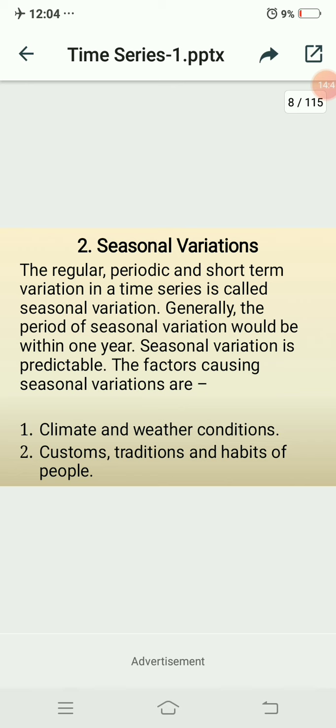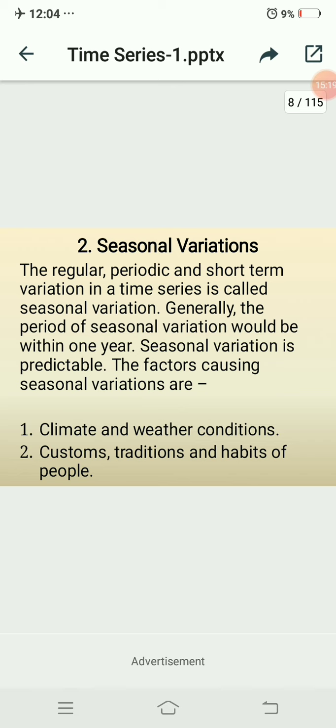Generally the period of seasonal variation would be within 1 year. Seasonal variation is a periodic factor. The factors causing seasonal variations are, first, climate and weather conditions, and second, customs, traditions, habits of people. Coming to the definition part, seasonal means it is regular.